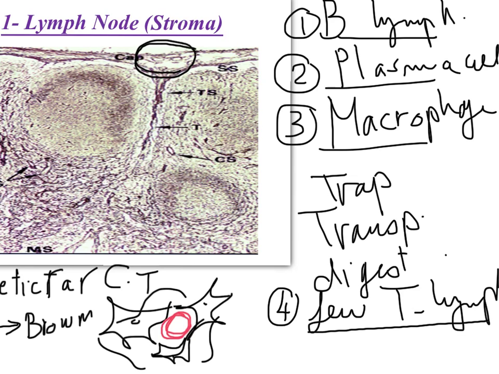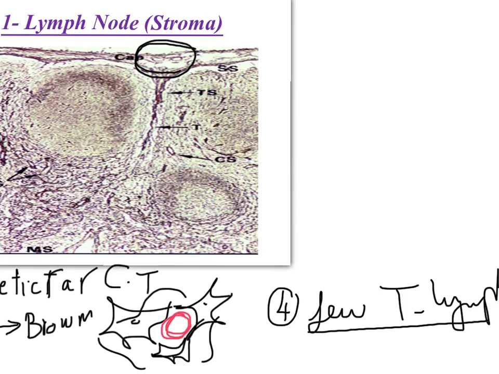Additional information also is the lining of these sinuses. So now, what is the lining of these sinuses, either in the cortex or in the medulla? In both sides, these sinuses are lined by flat endothelial cells like any blood capillary, but they have also the macrophage. So this is the lining of this lymph sinus.